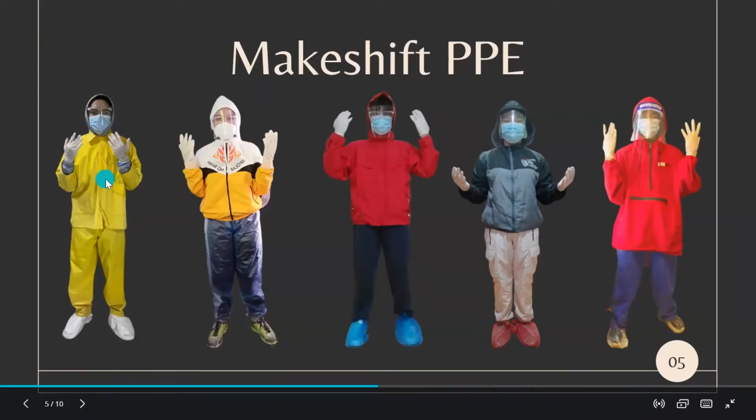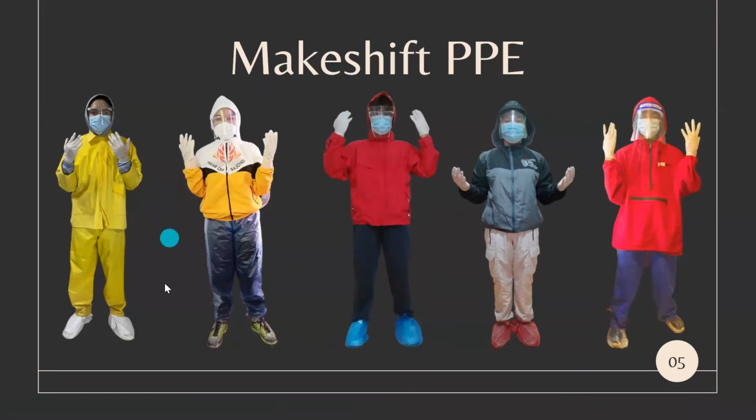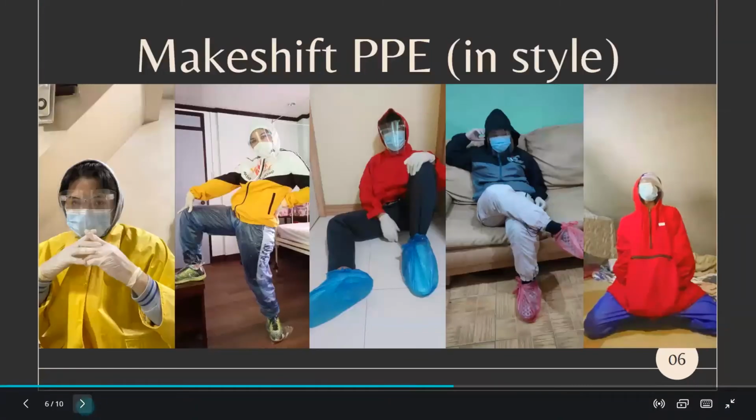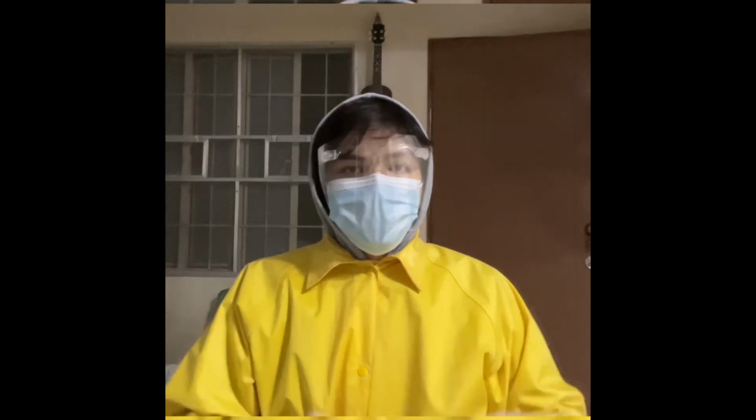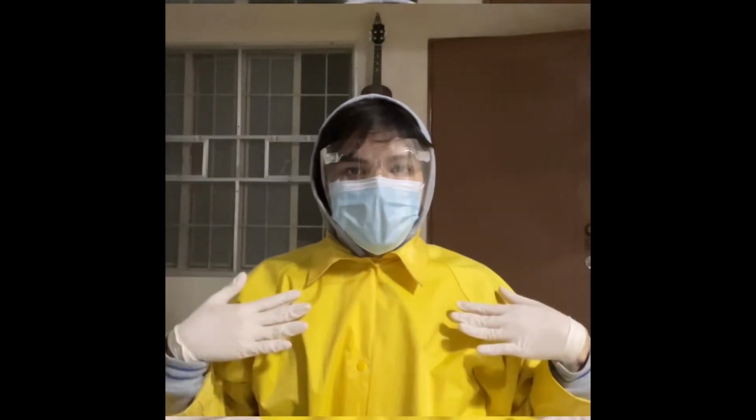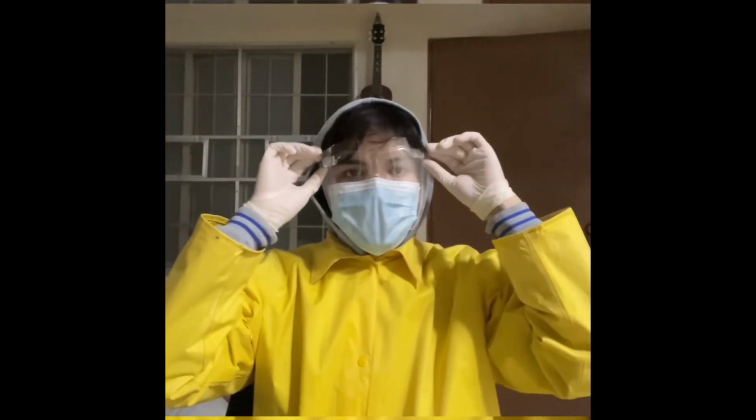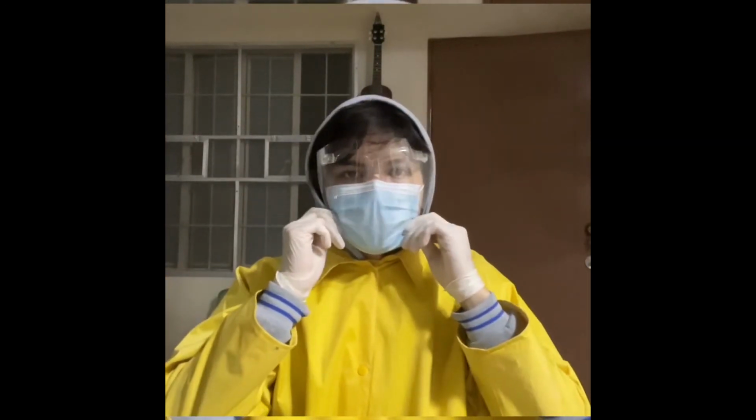So, pictured on this slide is the group wearing the makeshift PPE, and for this slide would be the group wearing makeshift PPE in style. The first part of the PPE is the head protection, and it is composed of the face shield and the face mask.